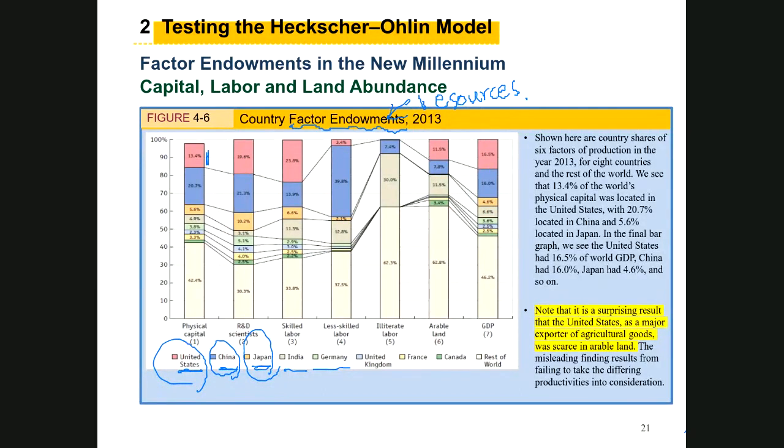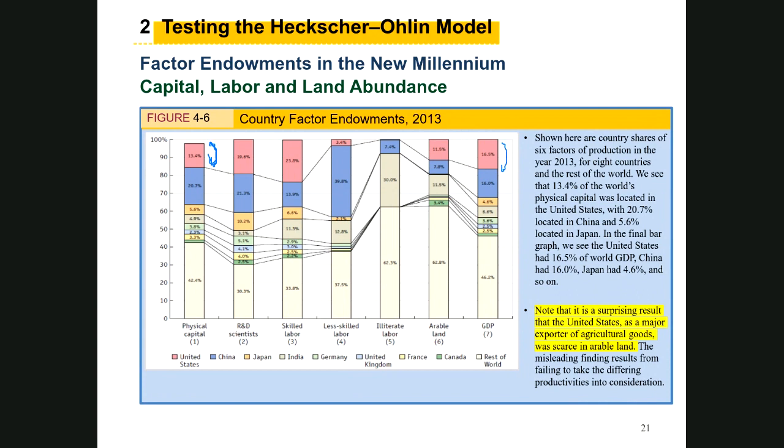Each of the bars represents a different production input. For example, production input could be physical capital, or R&D scientists, or skilled labor, or less skilled labor, and so on. So how do we determine that this country is abundant in this factor? We simply compare their proportion of that factor with their share of the GDP.